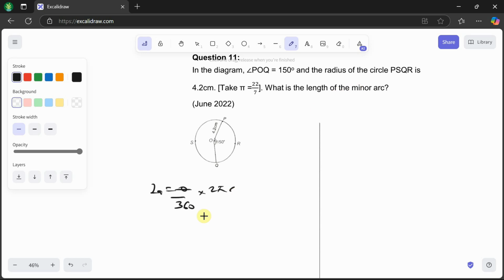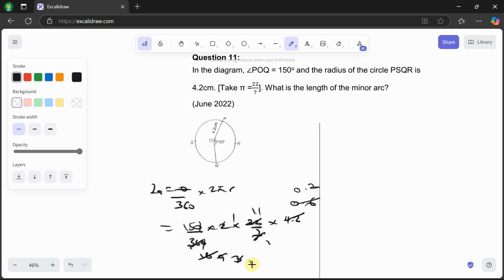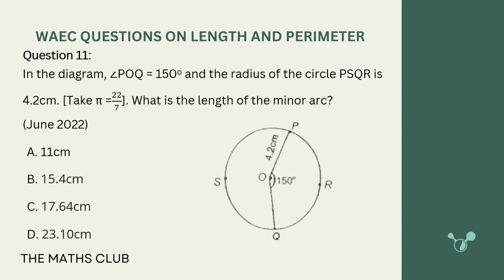So the length of arc is what we're looking for. Our theta is 150 all over 360 times 2 times pi, which is 22/7 from the question. Then the r is what? 4.2. So this can cancel this. 2 here 1, 2 here 18, 2 here 9, 2 here 11. 7 can go here, that will give me 0.6. 3 can go here, that will be 0.2. 3 here 3, 3 here 1, 3 here 5. Great. So what will be left is 5 times 11 times 0.2, and that will give me 11. So the length of my minor arc is 11 centimeters. Let's see if you are correct. That will be option A.